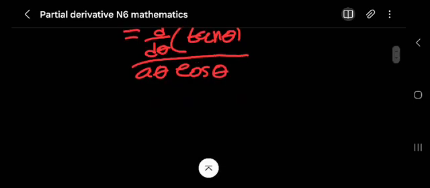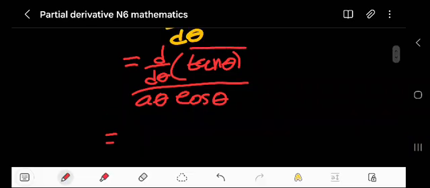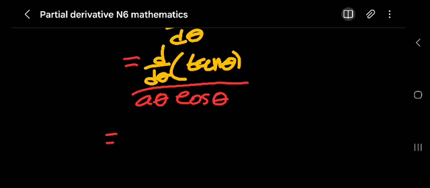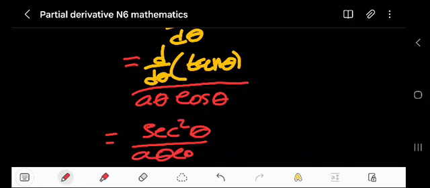So here on the top, we differentiate. Remember, this is the differential again. You differentiate again. Remember, d over d theta of tan theta. This is simply differentiate again. That will simply equal secant squared theta all over a theta multiplied by cos theta.